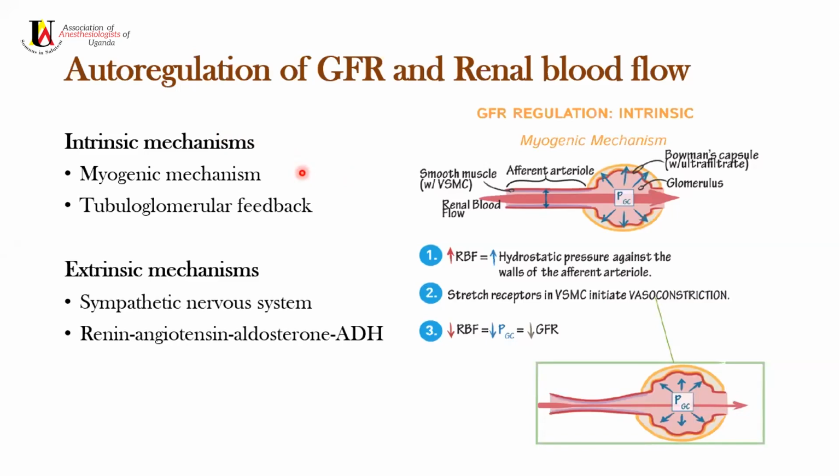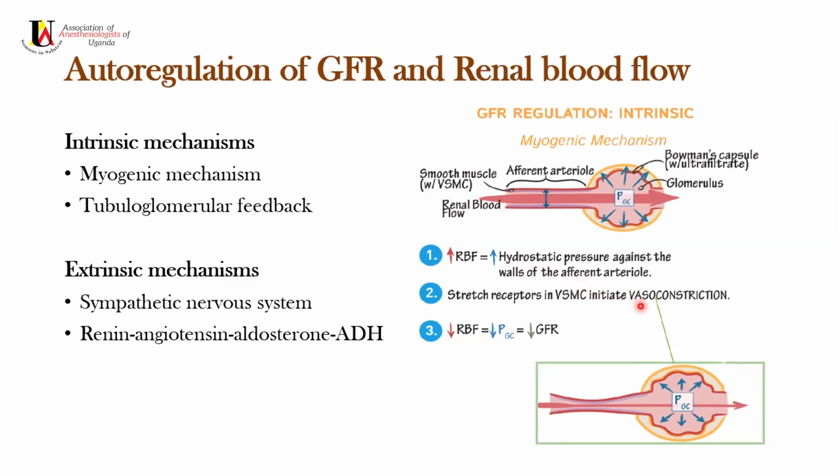We have a number of mechanisms, the intrinsic mechanism and the extrinsic. For the intrinsic mechanism, we have the myogenic mechanism and tubuloglomerular feedback. Looking at the myogenic mechanism, when the renal blood flow is high, it causes stretching of the afferent arterioles, and this causes sodium to enter into the cells, and then you eventually have the release of calcium from the endoplasmic reticulum, and eventually have vasoconstriction. That's how it works.